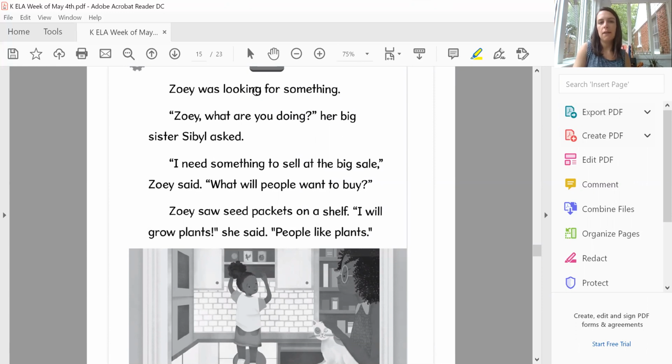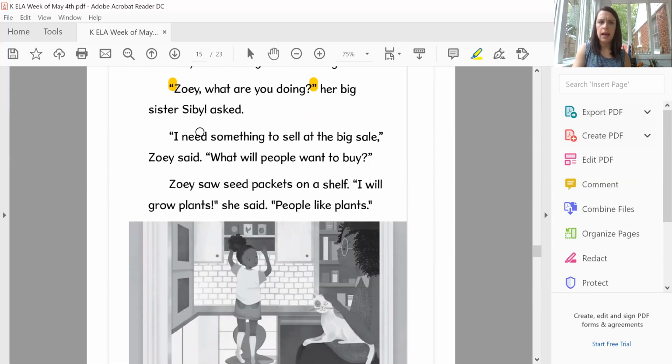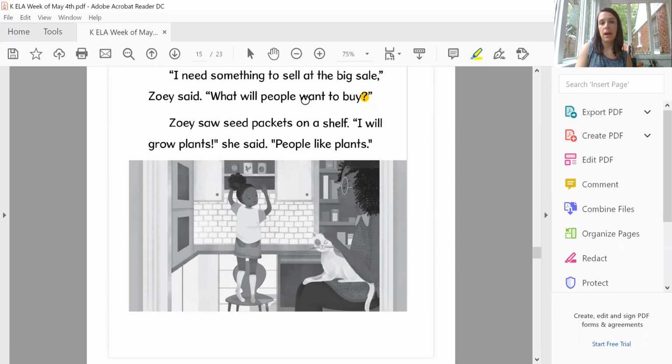Zoey was looking for something. "Zoey, what are you doing?" Remember, when we see these quotation marks, that means somebody is talking. So we're going to try to read it like the character today. "Zoey, what are you doing?" her big sister Sybil asked. "I need something to sell at the big sale," Zoey said. "What will people want to buy?" Okay, so she's trying to find something to sell. Zoey saw seed packets on the shelf. "I will grow plants," she said. "People like plants."